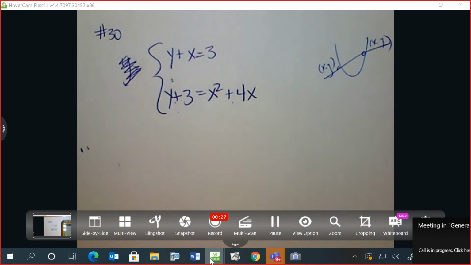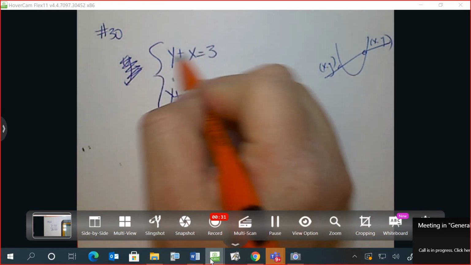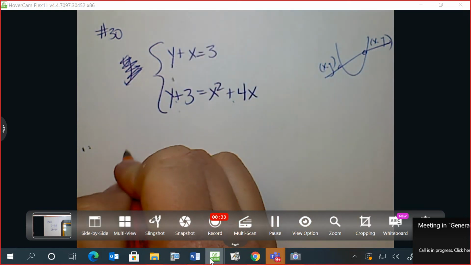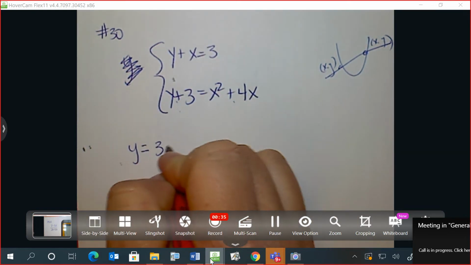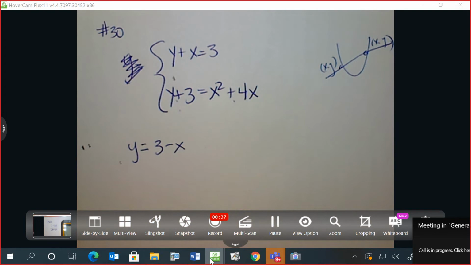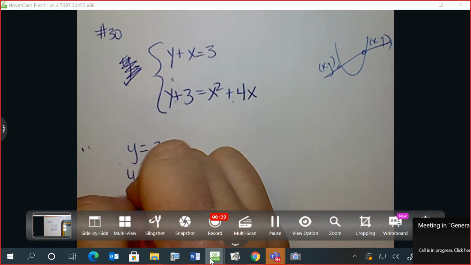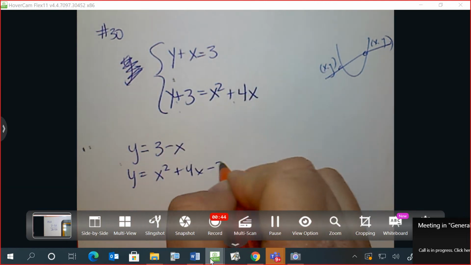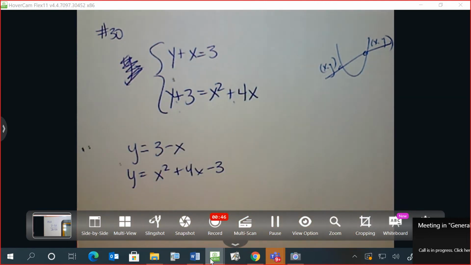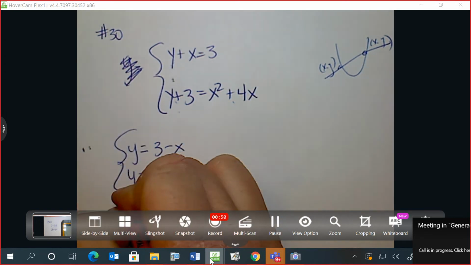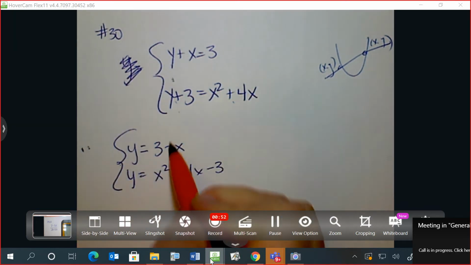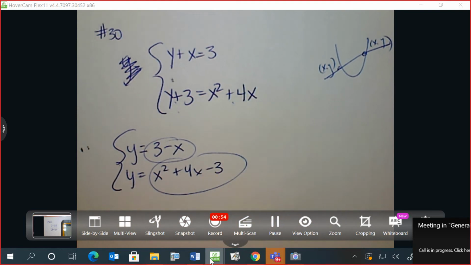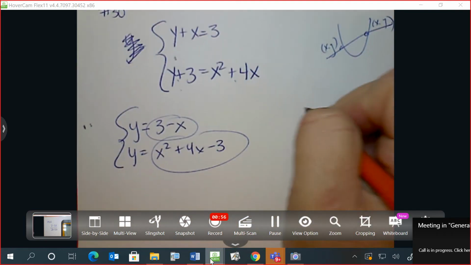So here's the first thing we're going to do. We're going to isolate the y's in both equations. To isolate the y in the first, I need to move the x over, so y equals 3 subtract x. I'll do the same thing in the second: y equals x squared plus 4x. I'm moving that 3 over, it's a minus 3. Once I have y equals for both, I'm able to take these two portions and set them equal to one another to solve.